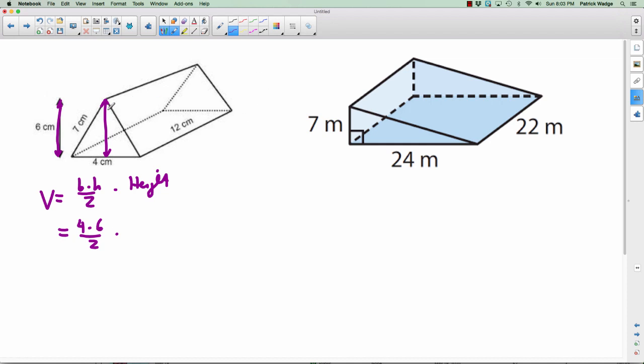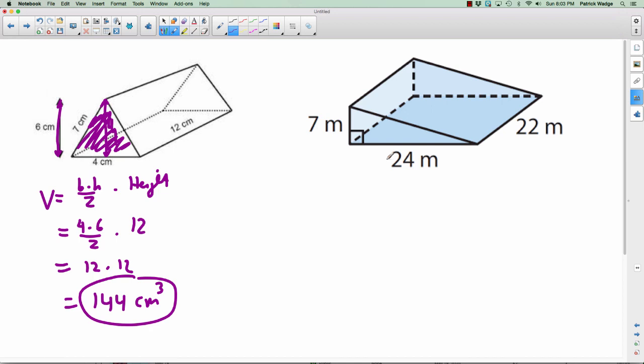If we flopped this prism over so that this was on the ground, this would be the height, wouldn't it? So we multiply it by 12. All right, 4 times 6 is 24. Divided by 2 is 12, so we get 12 times 12, which is 144 centimeters cubed.